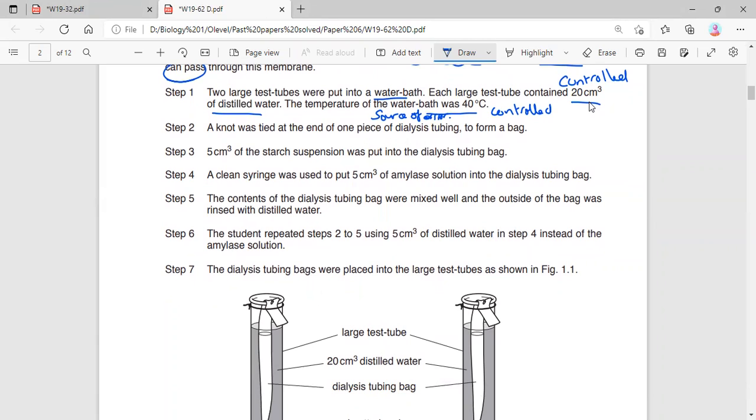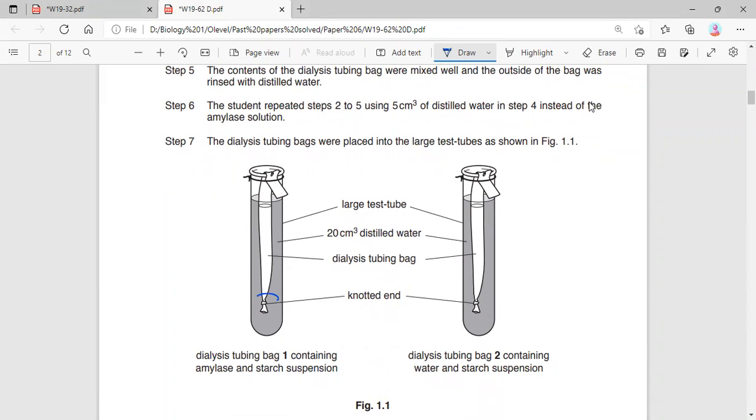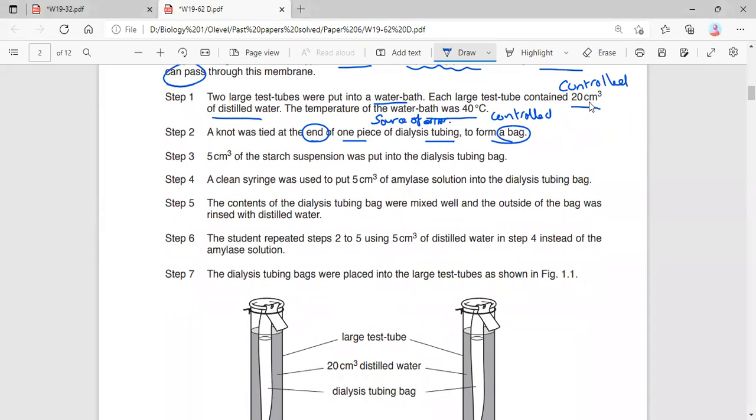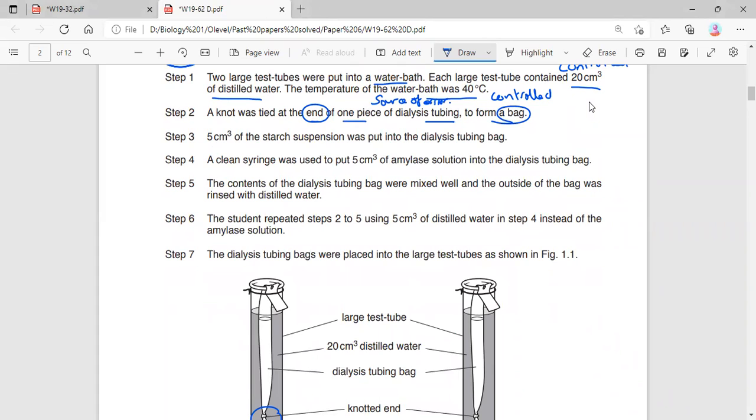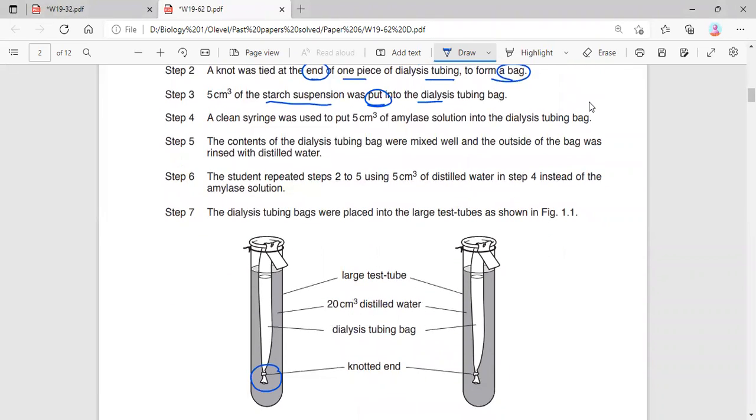Okay. A knot was tied at the end of one piece of the dialysis tubing to form a bag. Here, the dialysis tubing, he tied the knot at one end. 5 cubic centimeter of starch suspension was put into the dialysis tubing bag. Inside the bag, he put 5 cubic centimeter of starch suspension. The contents of the tubing were mixed well, and outside the bag was rinsed with distilled water. He washed the bag from the outside with distilled water.